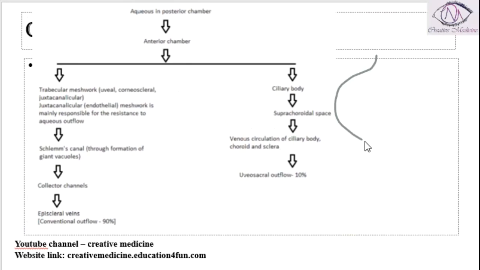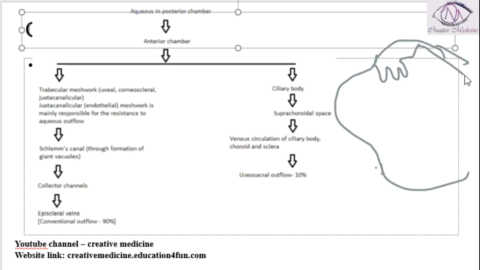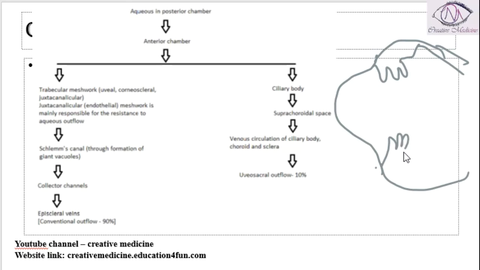If you see, this is the eye. Here we have pars plicata, pars plana, and choroid. Similarly, pars plicata, pars plana, and choroid. So these are the ciliary zonules. Here we will have the lens. So this is the iris.